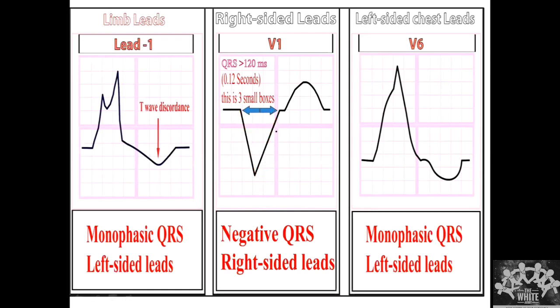Okay, and along with that you will have a tall monomorphic R in V6. As it is going in that direction, you will have a tall monomorphic R in V6. Always remember this rule of appropriate discordance. Someone wanted me to repeat: this is common for every bundle branch block.